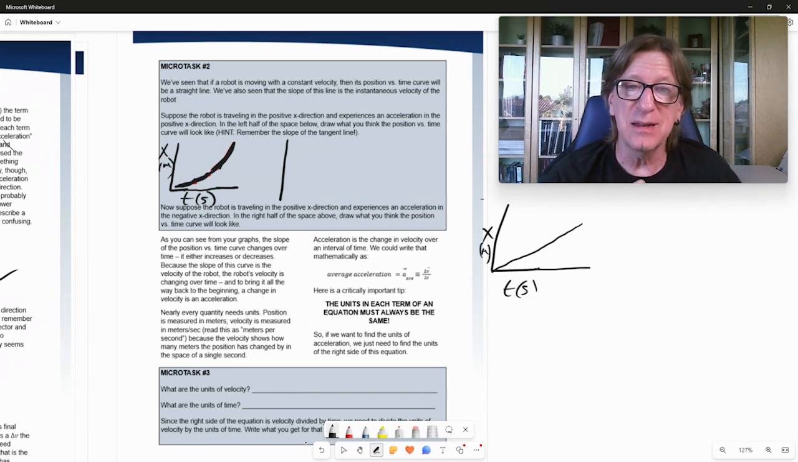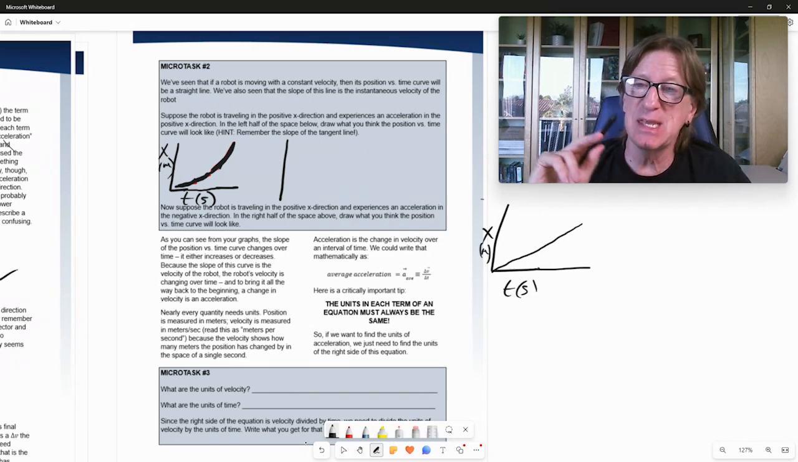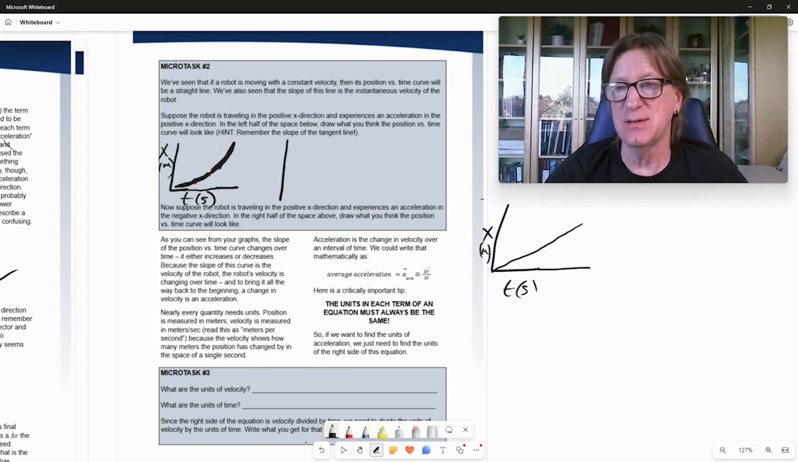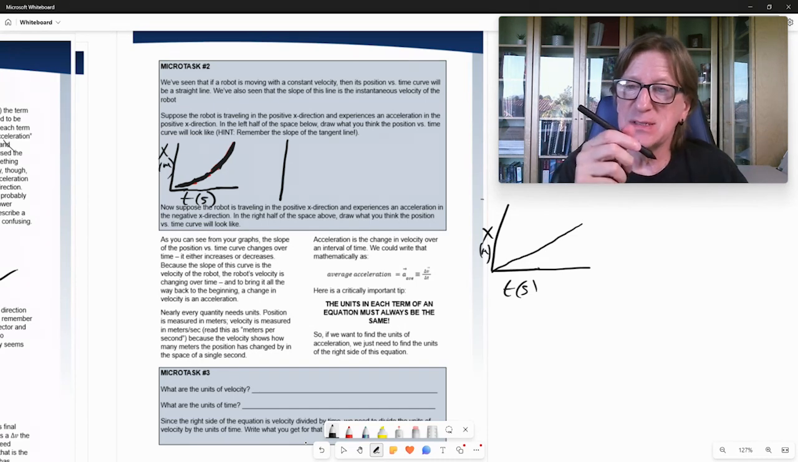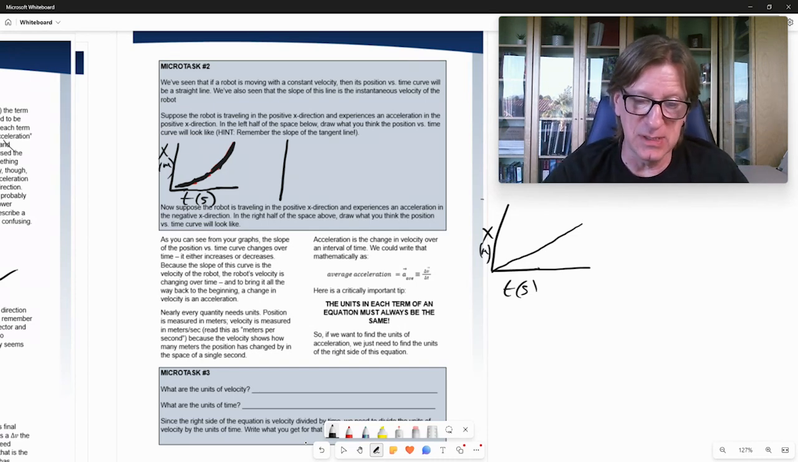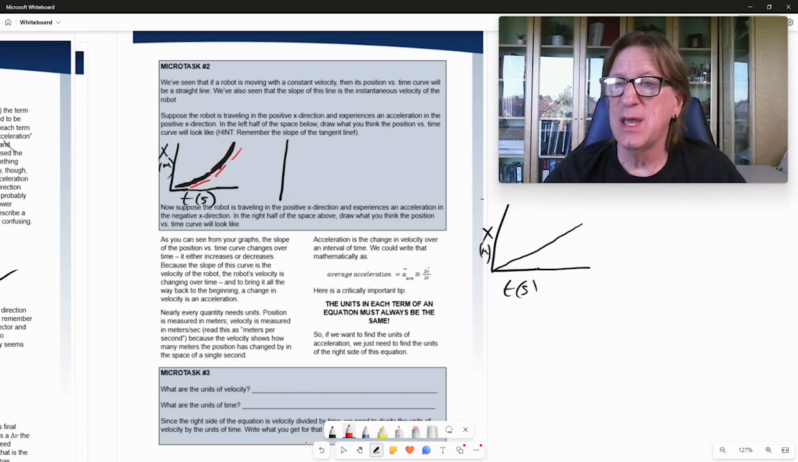And not only that, that acceleration must be in the same direction as the velocity. And in this case, my velocity is in the positive direction. You can see that because the slope is positive, right? In all cases, the slope is positive. And it's getting more and more positive, so therefore my robot must be speeding up.